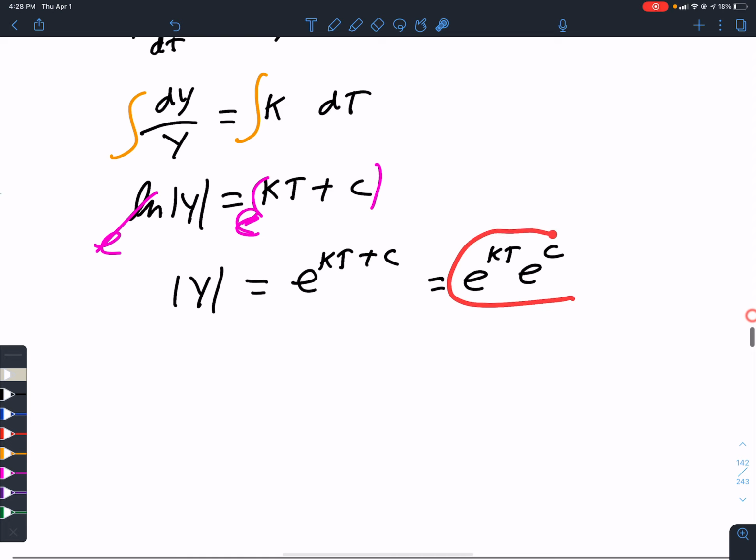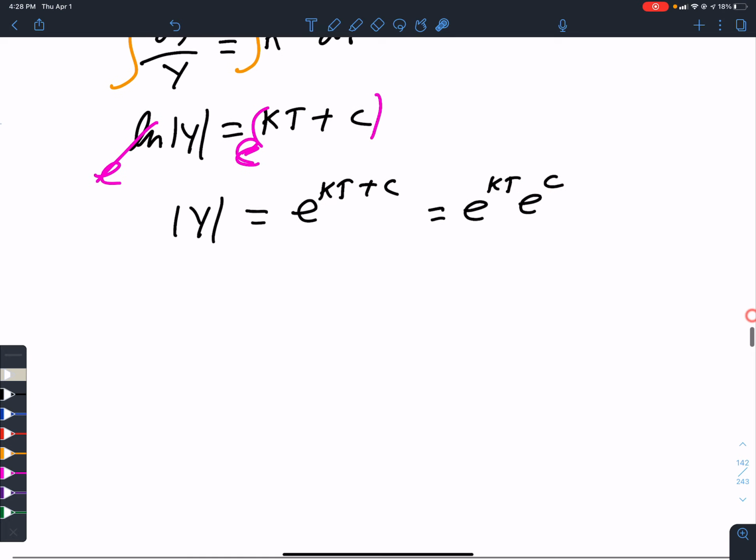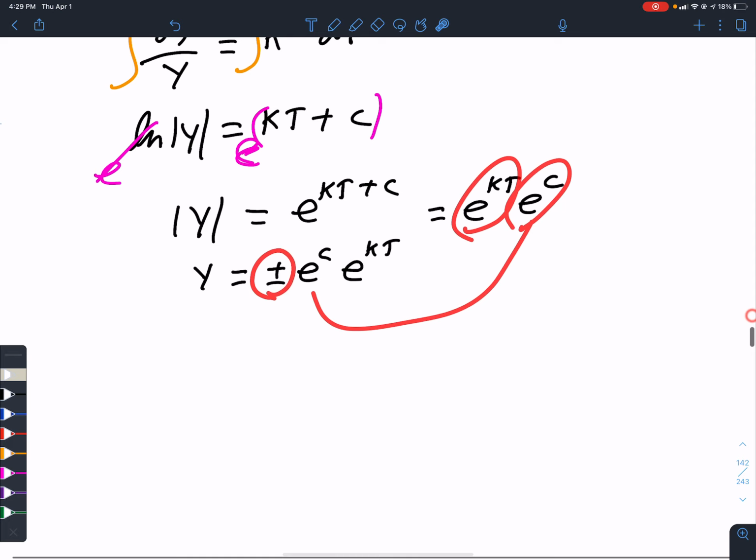And the reason is your properties of exponents: when you multiply two exponents with the same base, you add these, which happens here. Okay, now here is where it gets kind of tricky. When I get rid of the absolute value sign, I get a plus or minus. And I'm going to put e to the c first and e to the kt last. I just switched the order of these. And the plus or minus because I got rid of the absolute value signs.